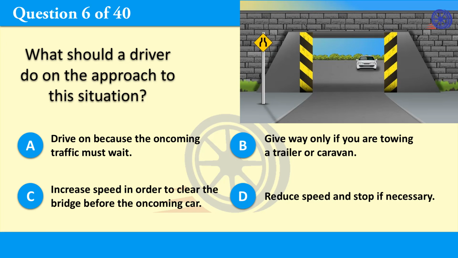What should a driver do on the approach to this situation? A. Drive on because the oncoming traffic must wait. B. Give way only if you are towing a trailer or caravan. C. Increase speed in order to clear the bridge before the oncoming car. D. Reduce speed and stop if necessary.